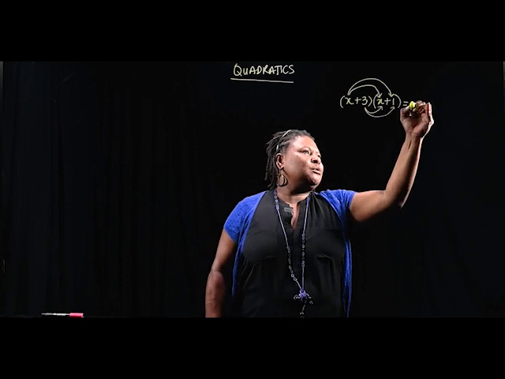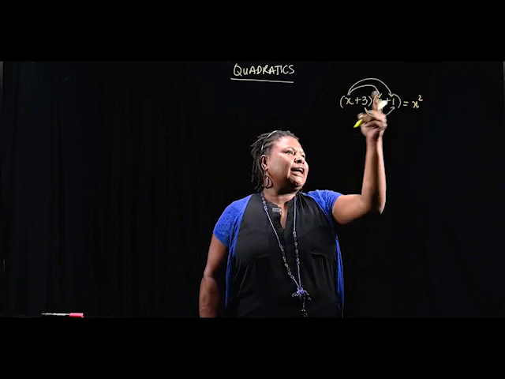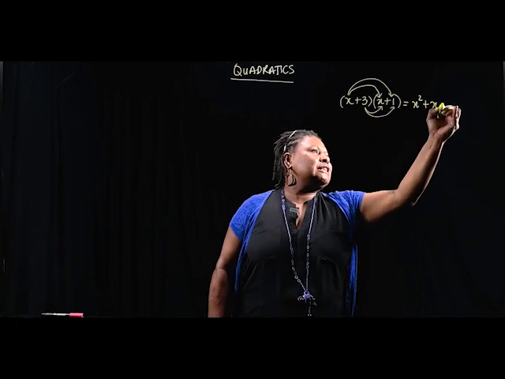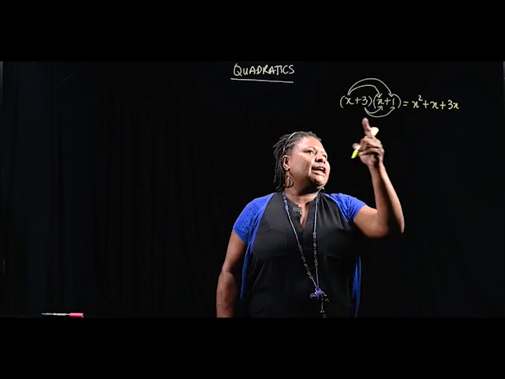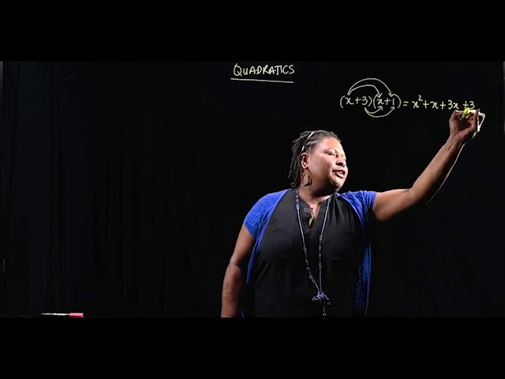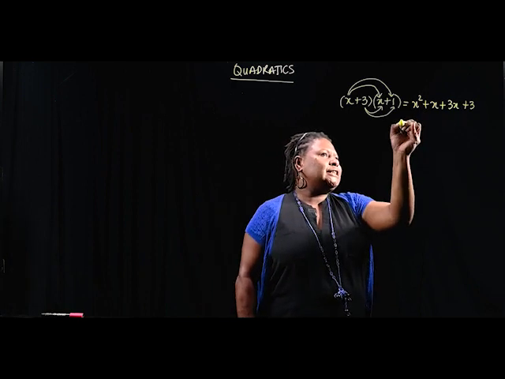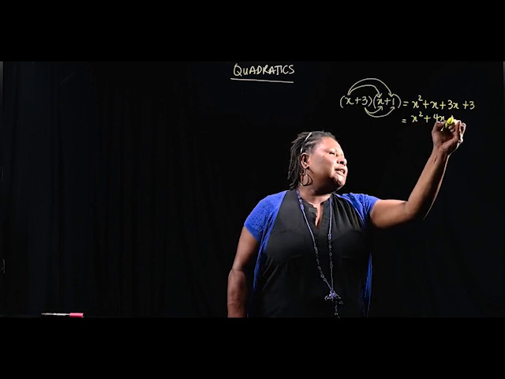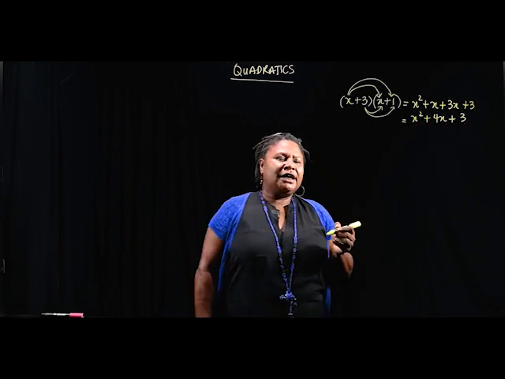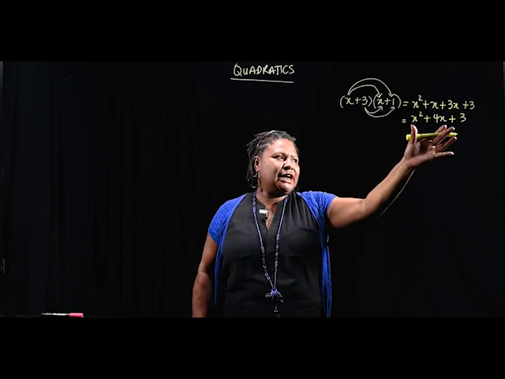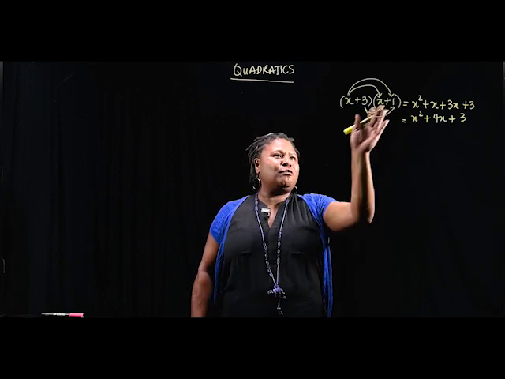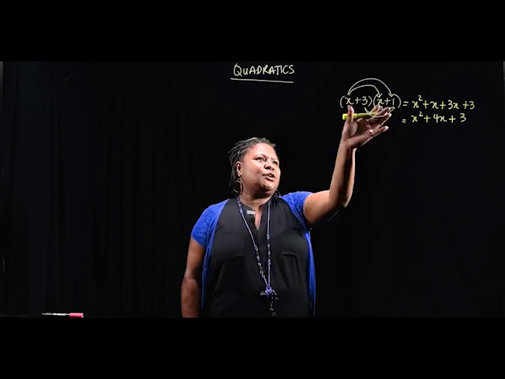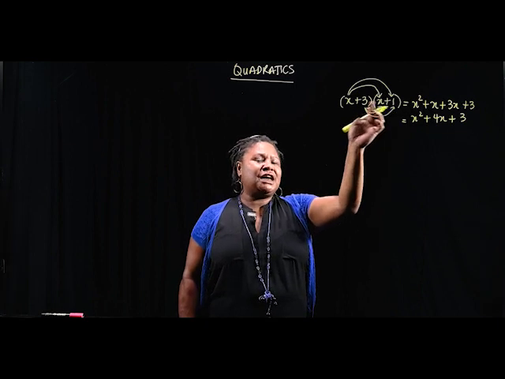x times x will be x squared. x times 1 is x. 3 times x is 3x. And 3 times 1 is 3. We collect our like terms and we have x squared plus 4x plus 3. So here you see a quadratic expression. It is the product of multiplying one linear expression by another linear expression.